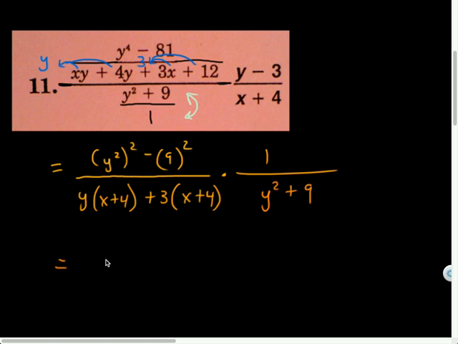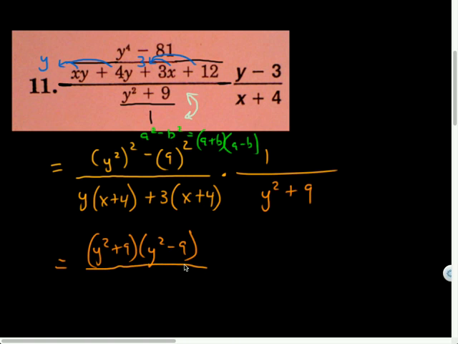So up top here, this will be y squared plus 9 times y squared minus 9. All right, using the difference of squares pattern, right? A plus b times a minus b is what I'm, because that was equal to a squared minus b squared. Yeah, so all sorts of factoring skills coming into play. Glad we're doing this one.